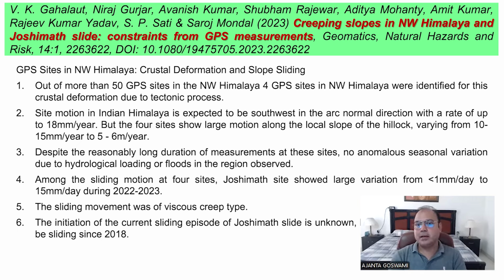So till now, it is still not clear why exactly this sliding took place or why exactly this subsidence took place. However, it can be characterized as a creep type of movement according to the authors. They have also tried to find out the sliding motion at four sites, which varies from less than 1 millimeter per day to 15 millimeter per day during 2022 to 23. Besides that, they have also claimed that no anomalous seasonal variation due to hydrological loading or floods in the region were observed. So these are few interesting takeaways from this particular study.